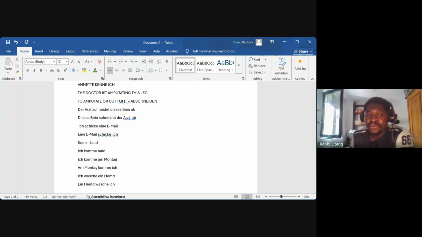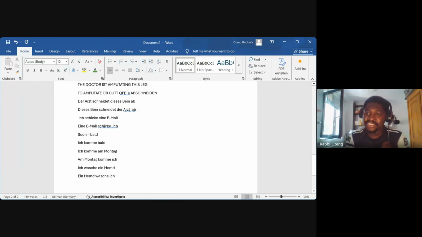When you are washing a t-shirt, you'll say, ich wasche ein Hemd. But if the person saw you earlier washing and doesn't understand why you are still doing laundry, you would say, right now, you are washing, so Ein Hemd wasche ich.